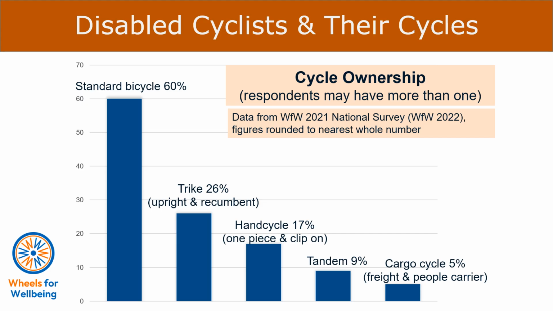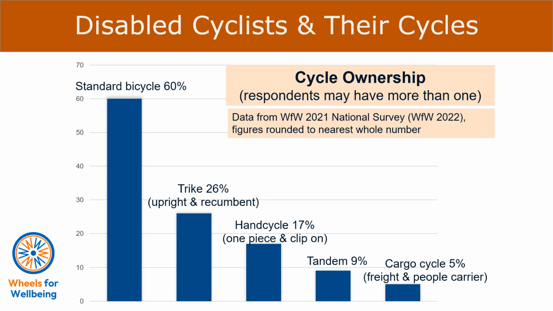So this survey is based on 245 self-selecting respondents. One of the questions asked the respondents about the type of cycle that they owned. Some respondents owned more than one cycle, but what the results showed was that 60% owned a standard two-wheel bicycle, 26% owned a trike, including upright and recumbent versions, 17% owned a hand cycle, and that might be a one-piece or a clip-on cycle, 9% owned a tandem, and 5% owned a cargo cycle, and that could be a freight or a people carrying cycle.